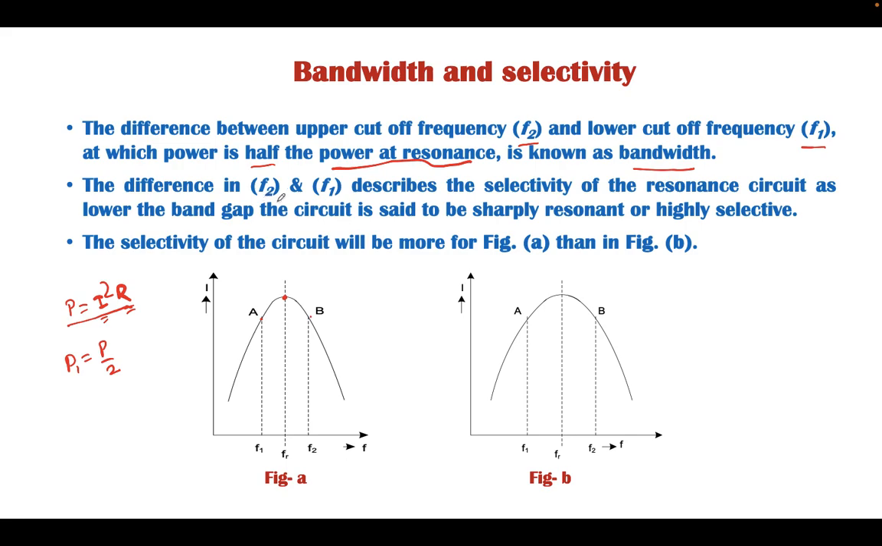Now the difference between f1 and f2 describes the selectivity of the resonance circuit. The lower the bandwidth of the circuit, the more sharply resonant and highly selective it is. Selective here means that if this bandwidth is small, then this curve will be sharper as compared to when the bandwidth is high, in which case the curve is less sharp. Hence the curve which has more sharpness indicates that the network is highly selective as far as the resonance is concerned.